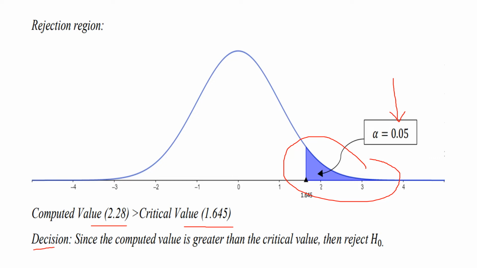Now, the decision. Since the computed value is greater than the critical value, we need to reject your null hypothesis because your computed value will fall somewhere here, no? So it will fall on the rejection region, meaning you're going to reject your null and accept your alternative hypothesis because your computed value is greater than your critical value. And what if your computed value is less than your critical value? Then you're going to accept your null hypothesis if that is the case.